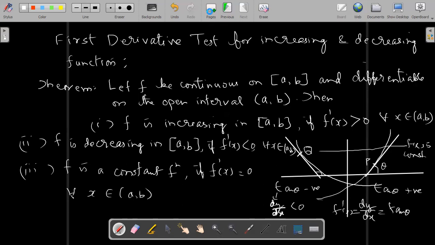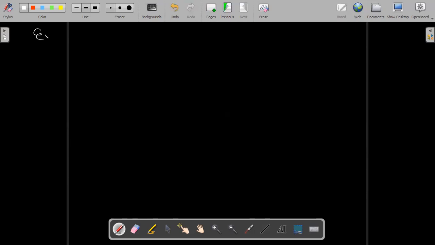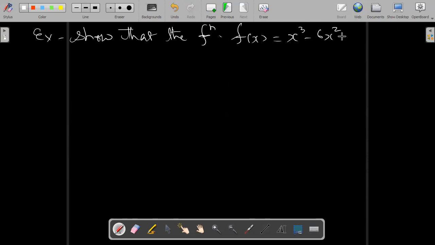Okay, the previous chapter, you know that one. For example, show that the function f x equals x cube minus 6x square plus 12x minus 18 is an increasing function on the real numbers R.